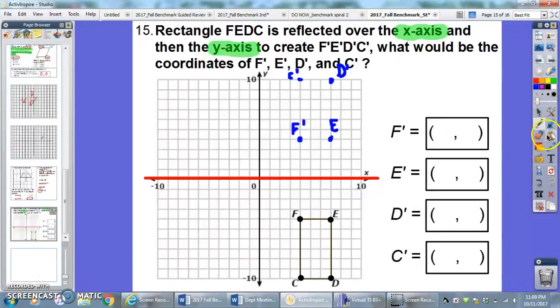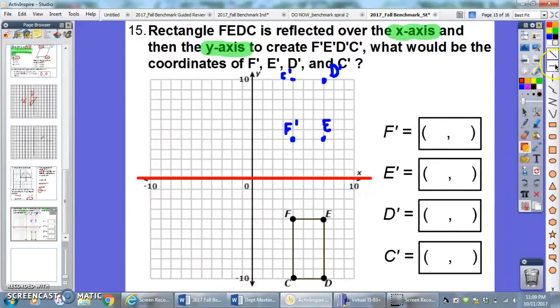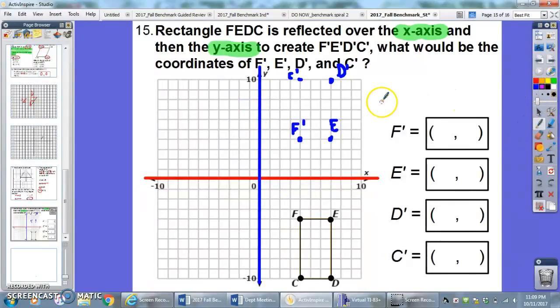Now the next one we're going to reflect over the y-axis, so we can draw a y-axis. We'll highlight over it, and now count. So let me switch colors. We'll do purple. So we count the distance each point is away from the axis. So F is 4 spaces away. So I'm going to count 4 spaces. Alright, so that's F. Now we would call it double prime since we did 2 reflections.